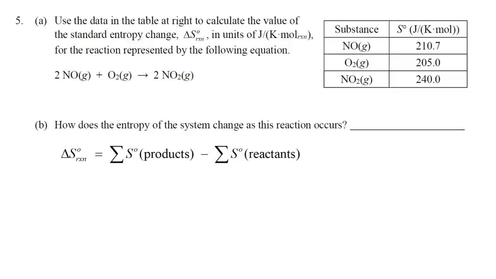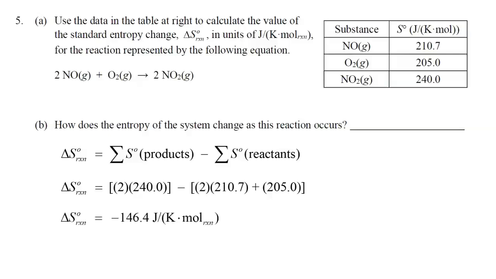Let's go ahead and use our equation for products minus reactants to calculate the value of delta S. So it's going to be 2 times the number for nitrogen dioxide. So 2 times 240, that's the products, and then minus 2 times the number for nitrogen monoxide, so 2 times 210.7, and also plus 205. So if I do this math on my calculator, I get a value of negative 146.4, and the units are joules per Kelvin mole of reaction.